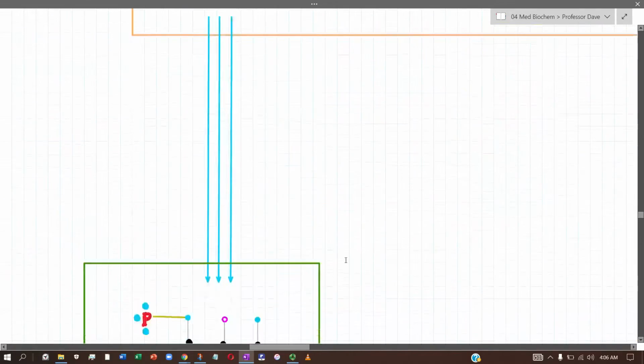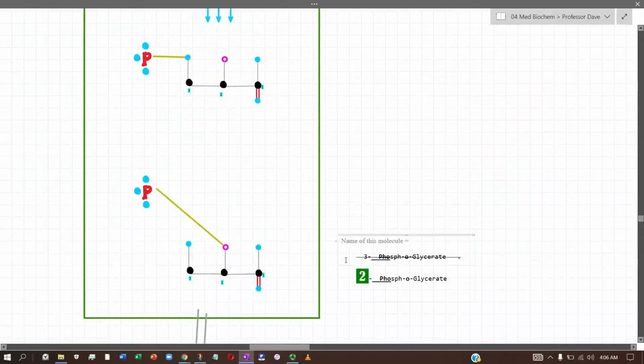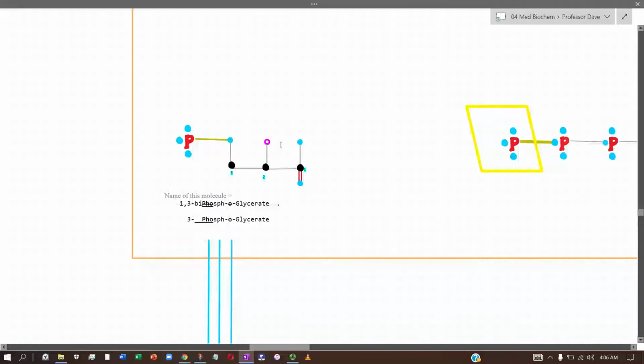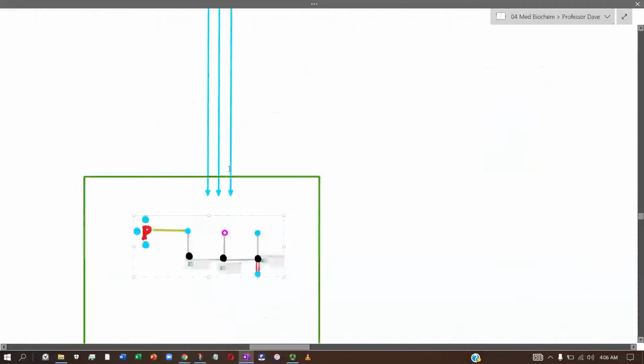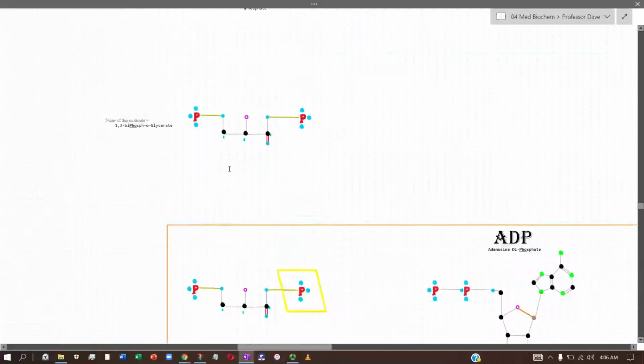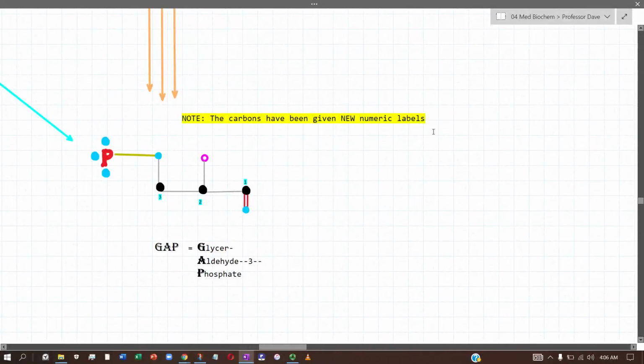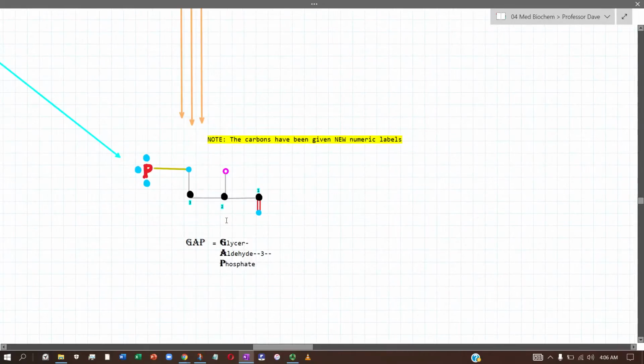All right, so what happens next? Well, within this green box, we have that same molecule from the previous step, and again, it's numbered 1, 2, 3. Oh, that's something important to note. Here, the carbons have been given new numeric values for simplicity's sake and for better illustration.